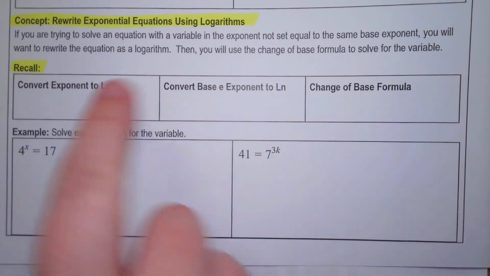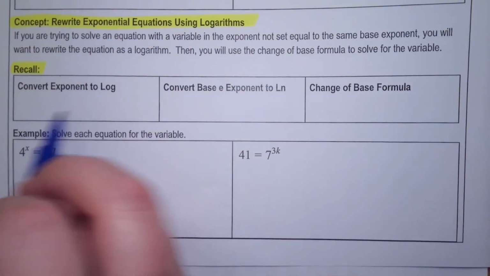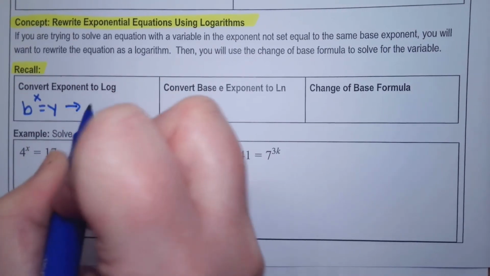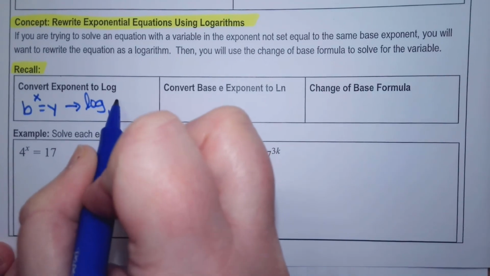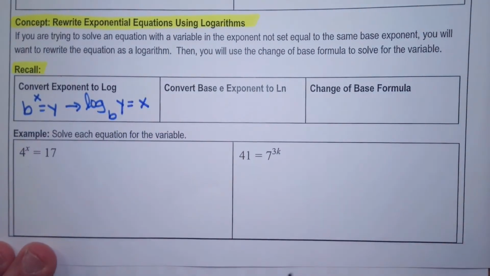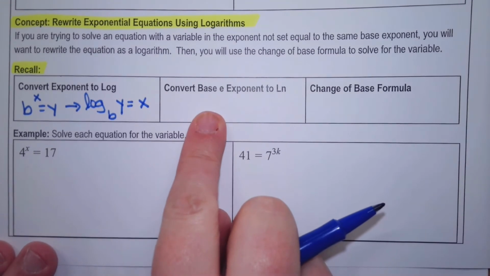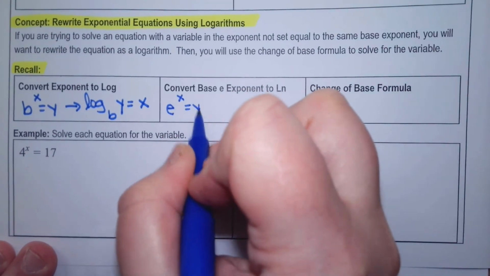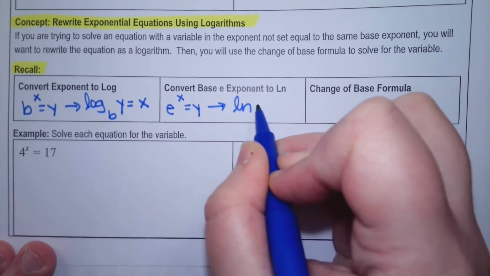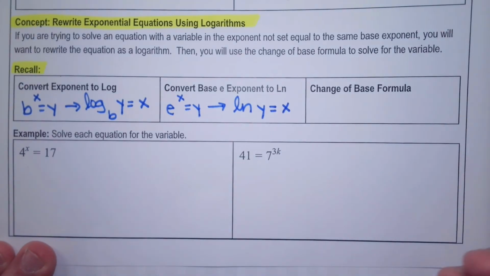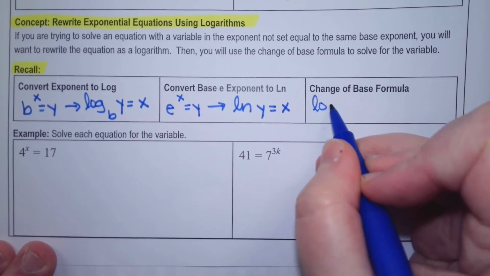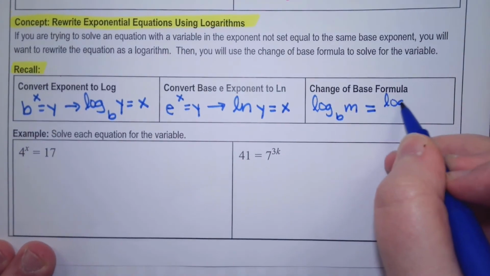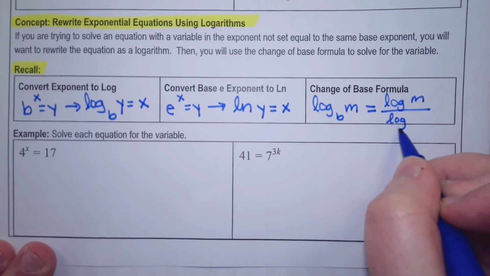So first we need to recall how to convert. So converting an exponent to a log. B to the x is equal to y. So this is going to be log b of y is equal to x. We also have to do the same with natural logs. So we have e to the x is equal to y. So this is going to be the natural log of y equals x. And then finally, just a reminder of what the change of base formula is. Log base b of m is equal to log m divided by log b.